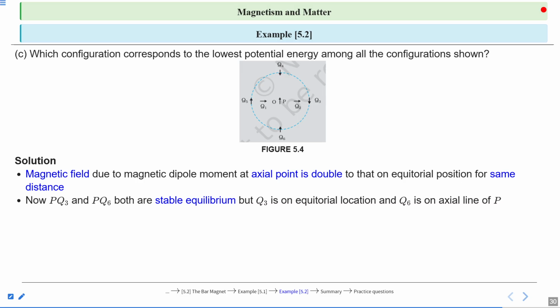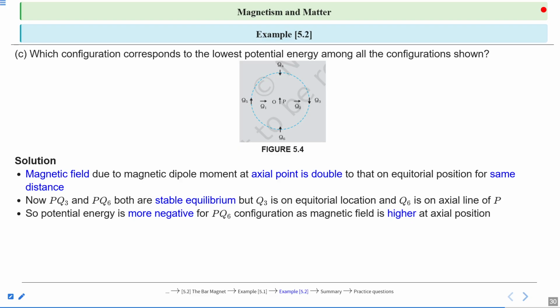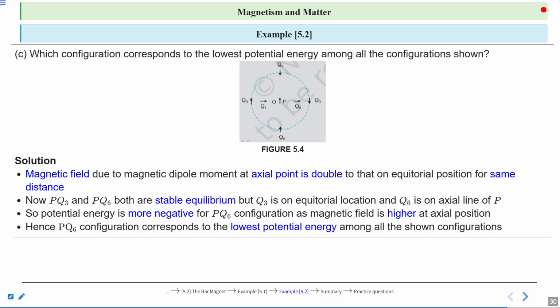Now PQ3 and PQ6 are both stable equilibrium, meaning the potential energy is negative or minimum for both conditions. But Q3 is at the equatorial location and Q6 is at the axial location. So the magnetic field for Q6 will be more. That means the potential energy for the Q6 location will be more negative, as the magnetic field is higher at the axial position. So Q6 is along the axial line of the P needle.